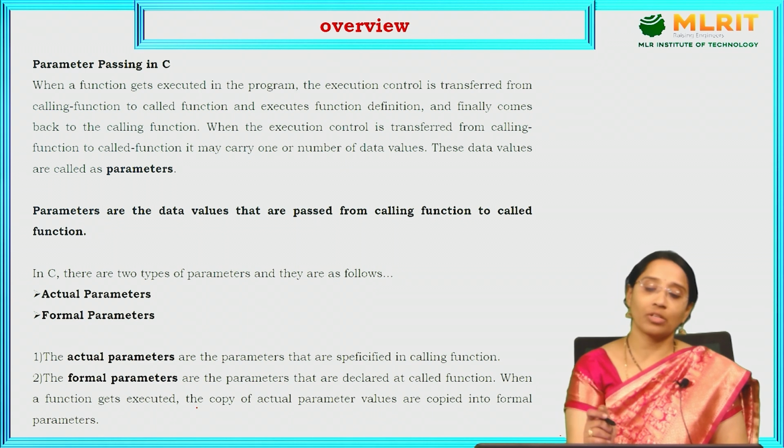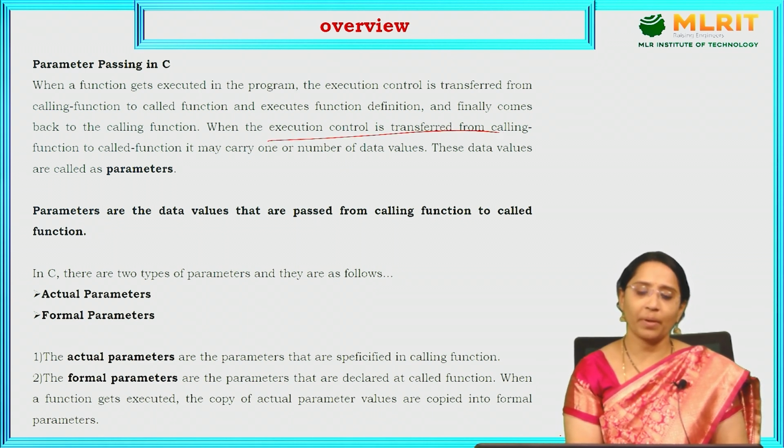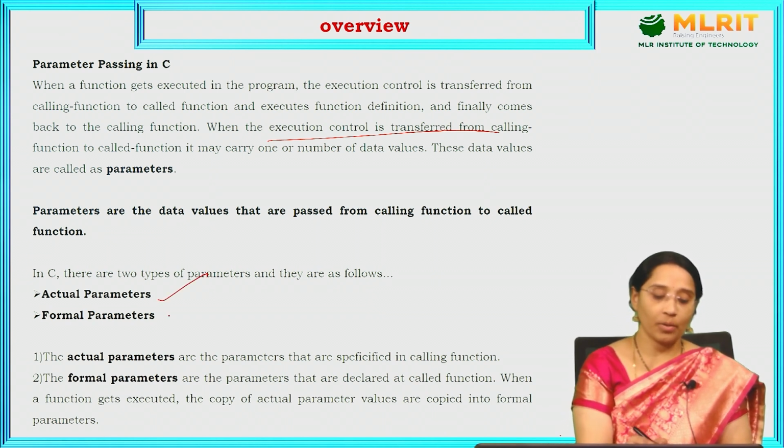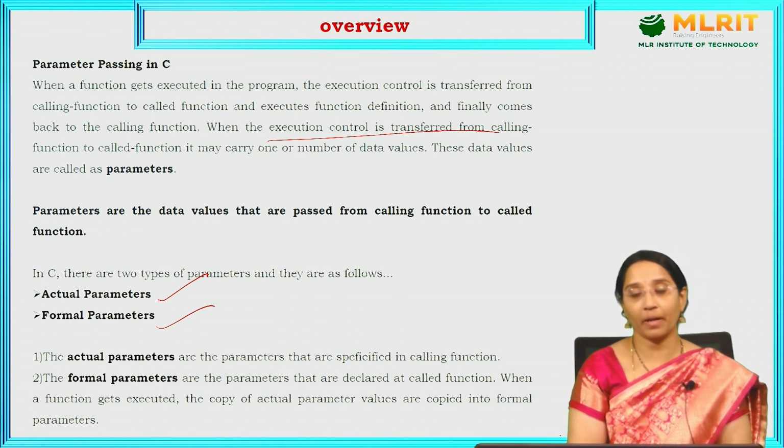When the execution control is transferred from the calling function to the called function, it may carry one or more data values. These data values are called the parameters. Parameters are the data values that are passed from the calling function to the called function. In C, there are two types of parameters: actual parameters and formal parameters. What are actual parameters and what are formal parameters? The actual parameters are the parameters that are specified in the calling function.